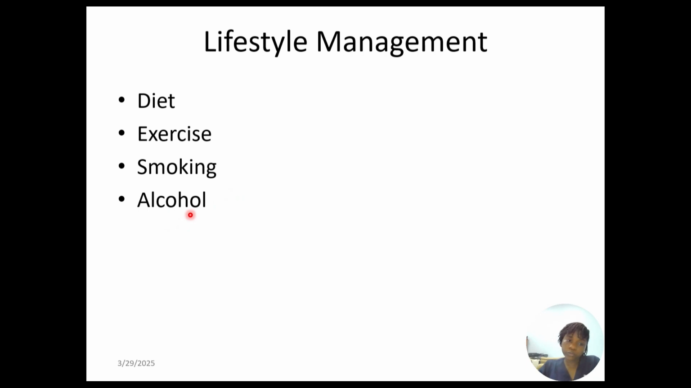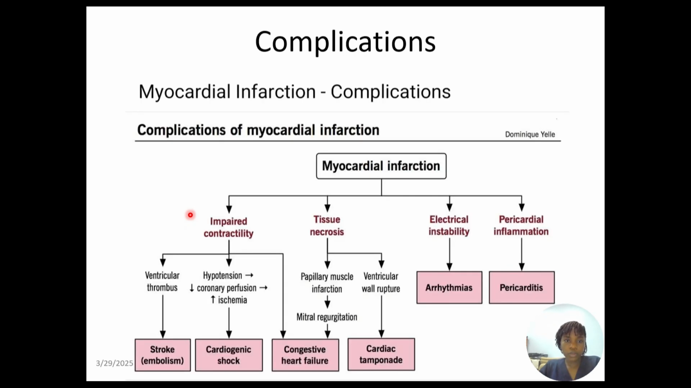For alcohol intake, patients who have suffered an acute coronary event are advised to avoid alcohol if they can. For those who cannot, they are advised not to go beyond the recommended amount of 14 units per week. The complications of acute coronary syndrome include impaired contractility, which can lead to hypotension, heart failure, cardiogenic shock.